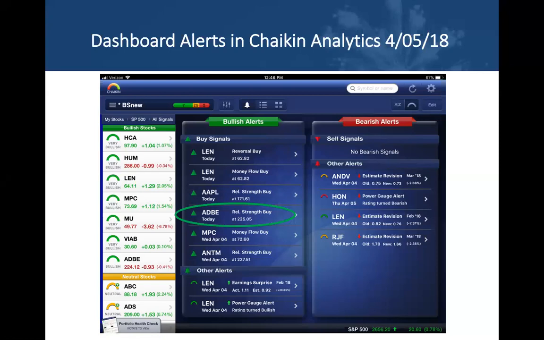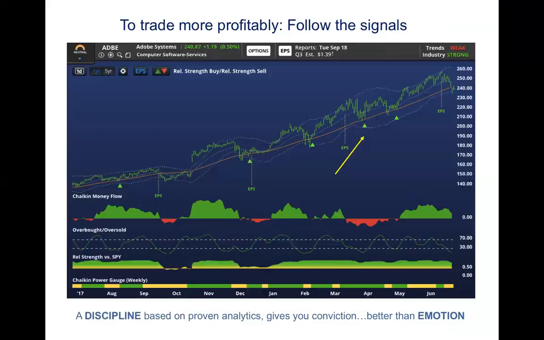We encourage everybody to keep a list of focus stocks that we call My Stocks. For a webinar that I did in April, in the stocks that I follow, I had 4 or 5 stocks that gave buy signals, including Apple and Marathon Petroleum. And then Adobe, we gave a relative strength buy signal at 225. That's where the signal came. And the takeaway is to trade more profitably, follow the signals. A disciplined approach based on proven, tested, rule-based methodology for entries is better than trading on your emotions.